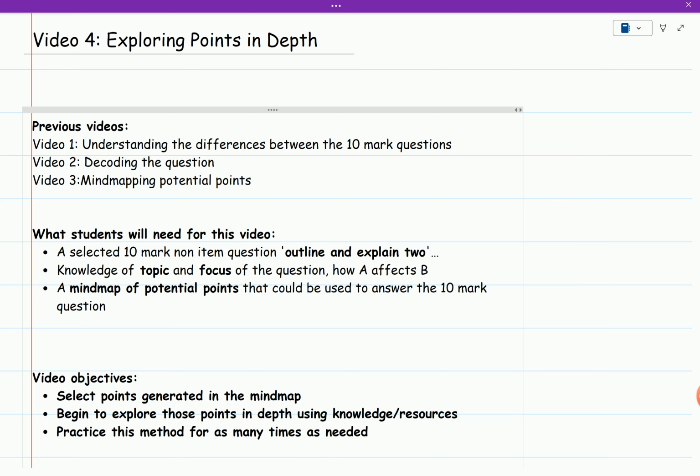Now, because I've got a question as an example on here, some of you will be following along with that question. Some of you will be using your own question. So there's a lot of flexibility here.